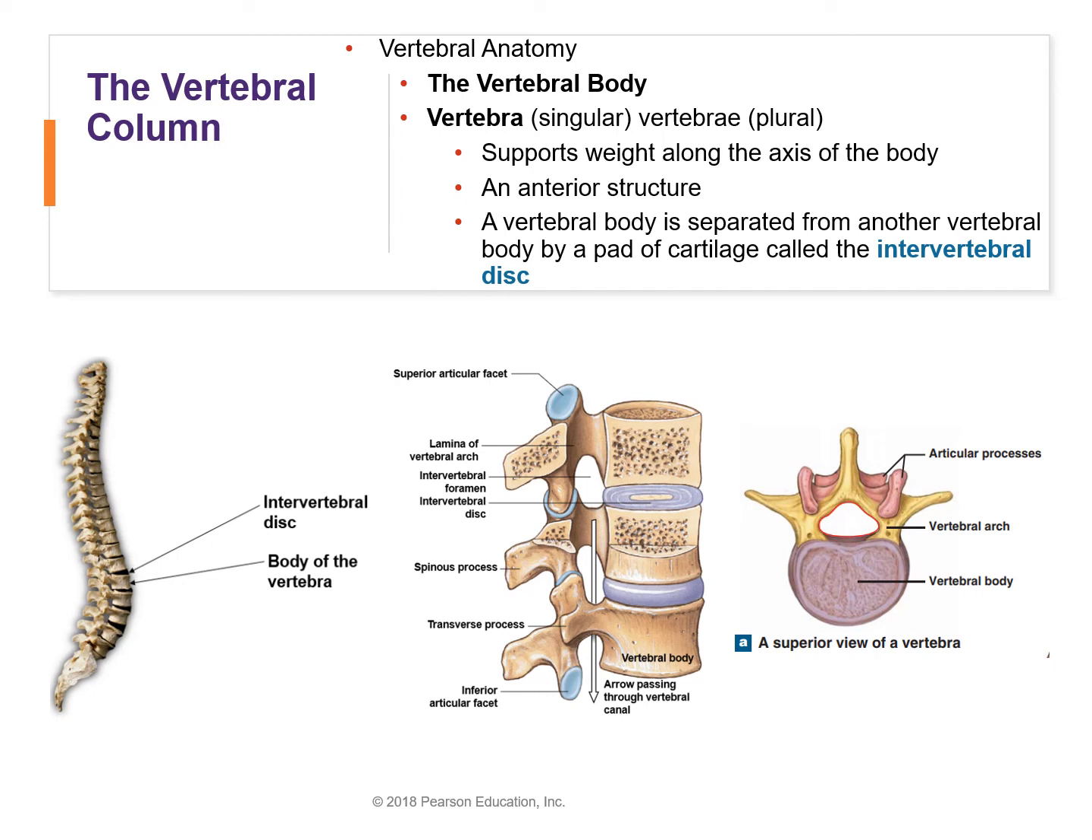When we're looking at the vertebral anatomy, vertebra is singular, vertebrae is plural, of course. Anteriorly, each vertebra has a relatively thick, spherical to oval body from which a vertebral arch will extend posteriorly. You can see this vertebral arch, and that arch is going to extend posteriorly.